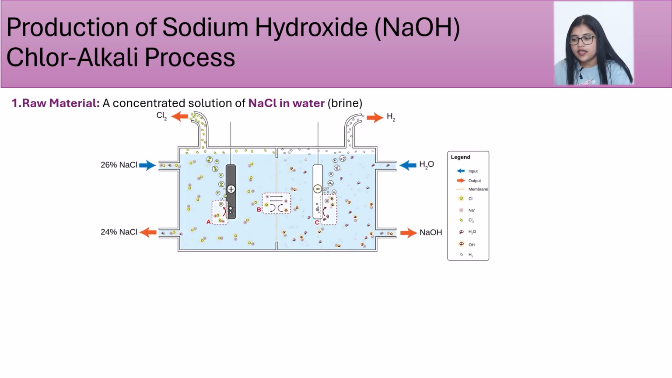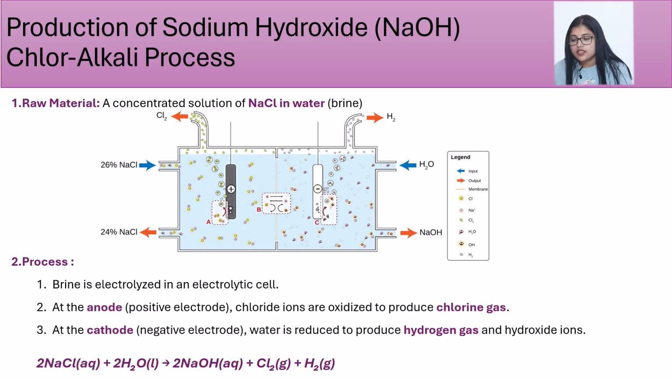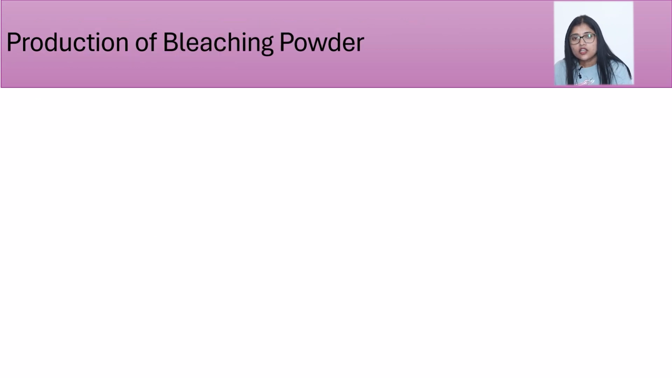We have an anode and cathode, and we have a concentrated salt water or brine, and this brine is electrolyzed in an electrolytic cell. At the anode, we see that chloride ions are oxidized to produce chlorine gas, and at the cathode, the negative electrode, water is reduced to produce hydrogen gas, and the product is sodium hydroxide. And the reaction is sodium chloride reacts with water to give sodium hydroxide and chlorine gas as well as hydrogen gas.